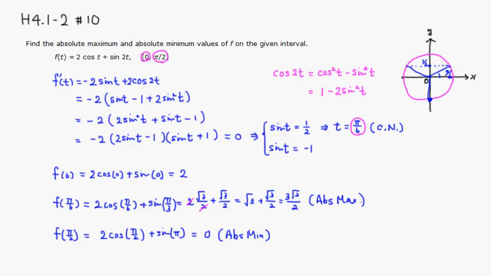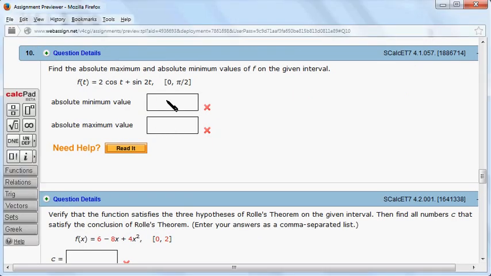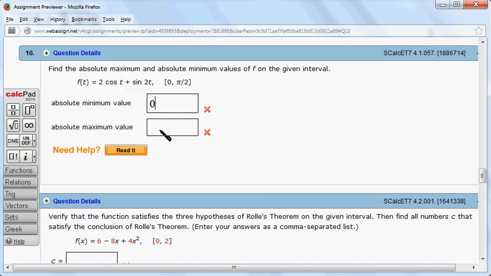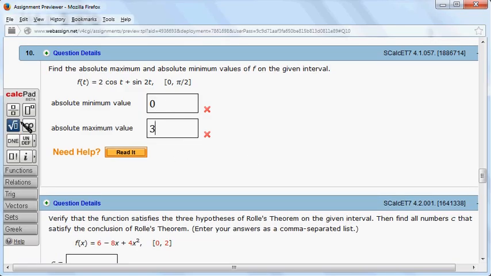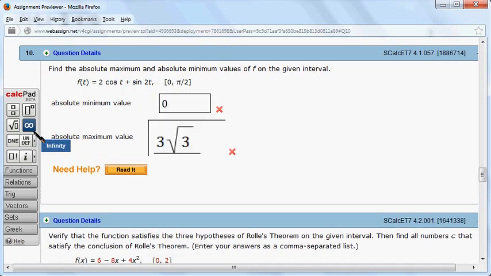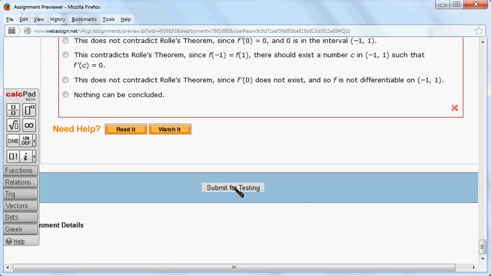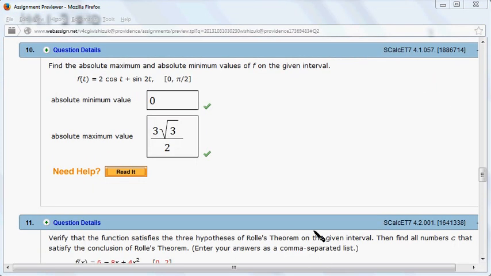So let's type it in. The absolute minimum value was 0, and the absolute max value was 3 square root of 3 over 2. Let's check the answer. It came back, and it looks like we got these correctly. That's it. I hope that this was clear.